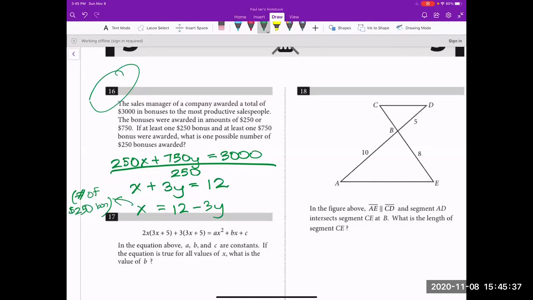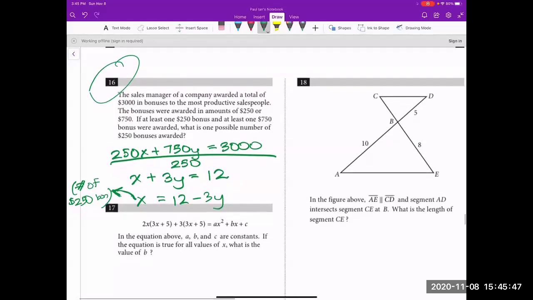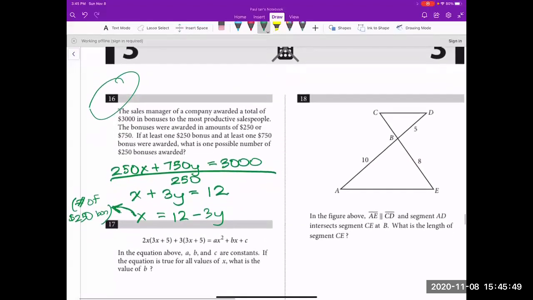So are there multiple answers? Can there be multiple answers? Yep. That's actually a good one. So some of these fill-ins do have multiple answers, and any of them can be correct. They're asking you for one possible number. Okay. So which ones did you get?